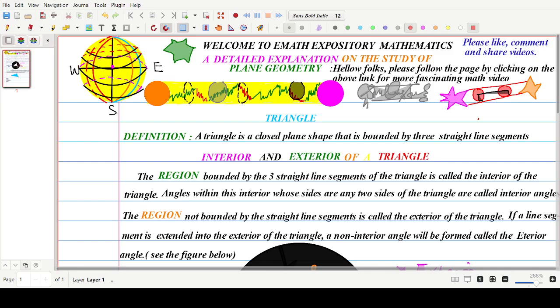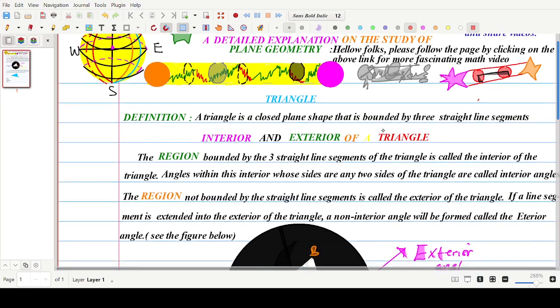Now I want to look at some terminologies about the triangle. That takes us to the next subheading: interior and exterior of a triangle. What is the meaning of the interior of a triangle? Take note, I didn't say interior angle. Rather, I said interior of a triangle. Also, I will consider the concept of the exterior of a triangle.